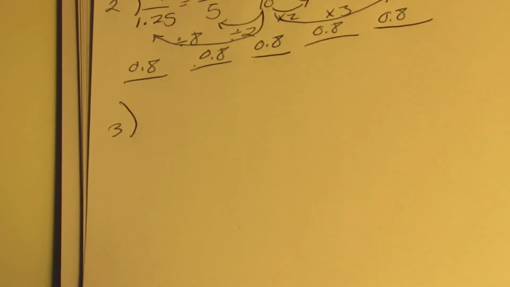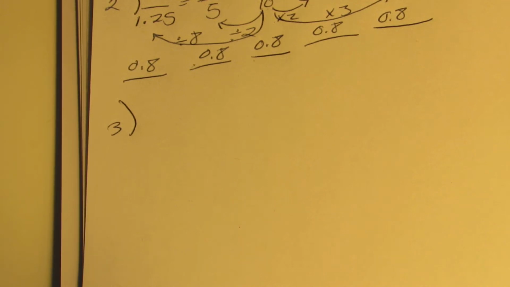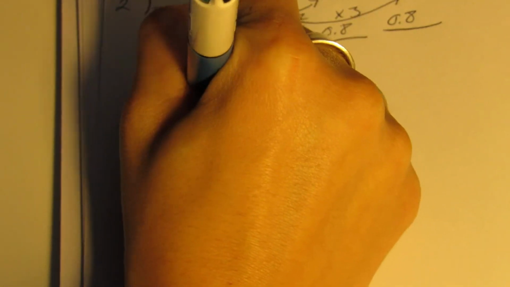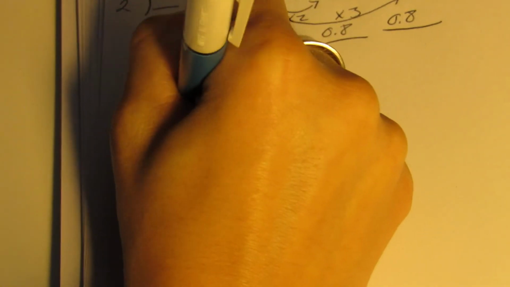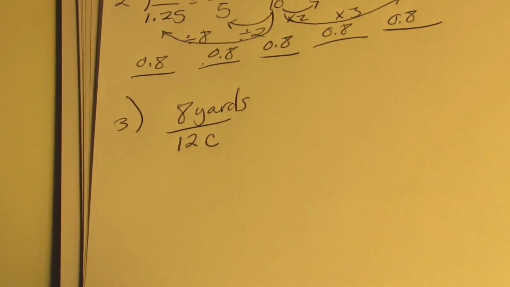Number 3 says Maddie needs 8 yards of material for 12 costumes. How much material will she need for 15 costumes? So immediately when it gives you some sort of comparison, like it does in the question, 8 yards of material for 12 costumes, I want you guys to get in the habit of seeing that as a ratio, some sort of comparison. So if I see that as a ratio, I'm going to set it up as a ratio, okay? It says 8 yards of material for 12 costumes, and I'm going to abbreviate costumes with a C. So it takes 8 yards of material to create 12 costumes.